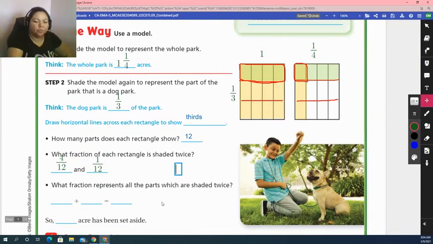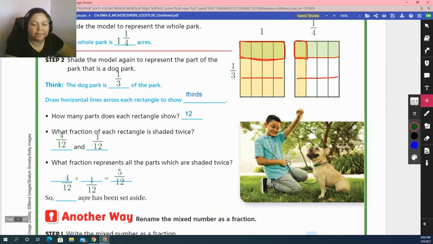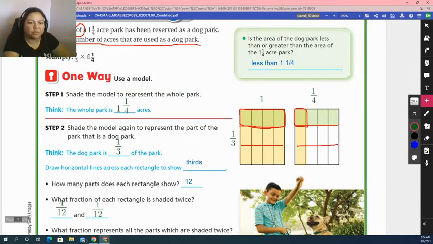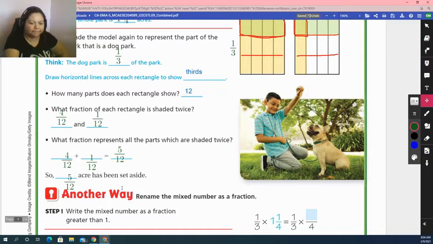Now, what fraction represents all the parts which are shaded twice? So we want a fraction that represents all of it, not just the first rectangle, not just the second rectangle. To do that, we're just going to add both fractions. 4/12 plus 1/12 is equal to 5/12. We have the same denominator. So that means that 5/12 of an acre has been set aside for the dog park. So the product of 1/3 times 1 and 1/4 is 5/12. That is the final answer. So we just did this using the model.